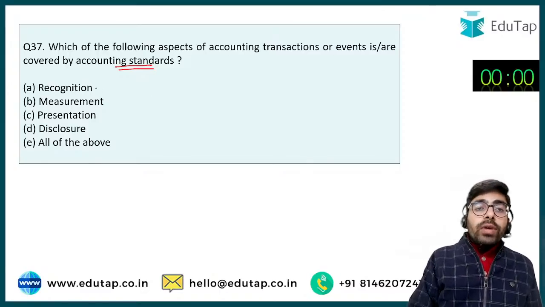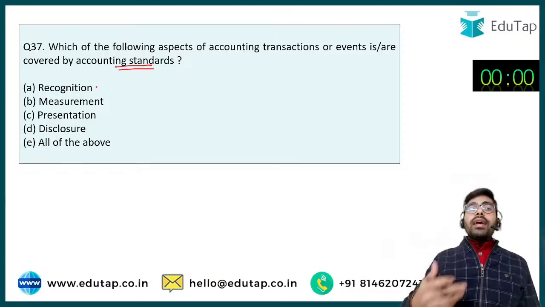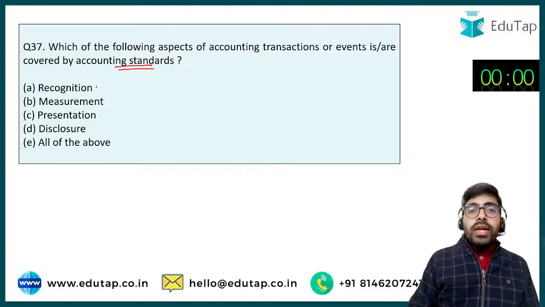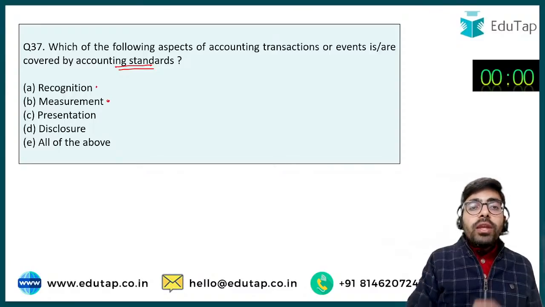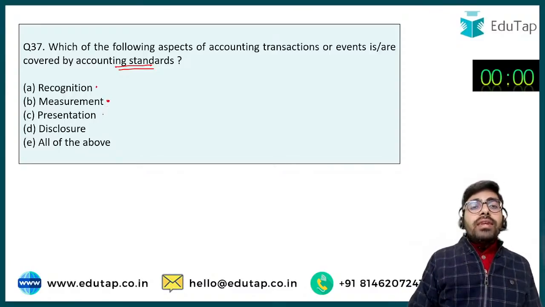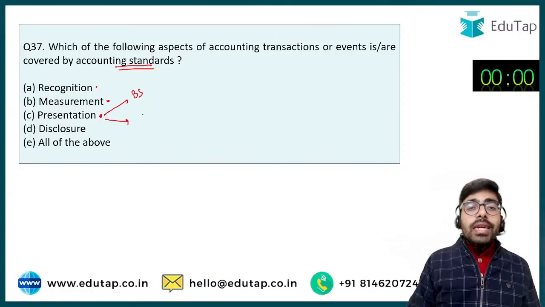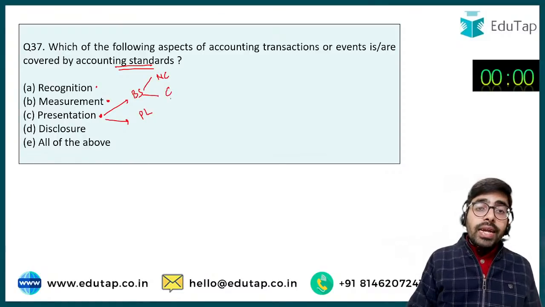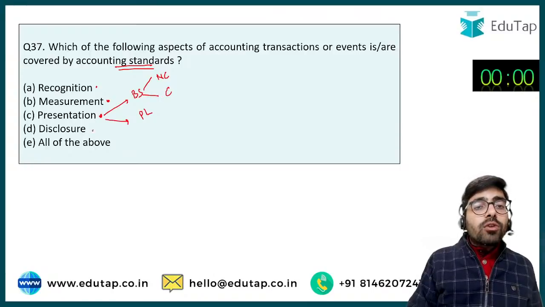about recognition of the transaction, whether any transaction is to be recognized, recorded in the books of accounts. If it is to be recorded, at what amount it is to be recorded, how it is to be presented in the financial statements, whether it is to be shown in the balance sheet, whether it is to be shown in your profit and loss, how it is to be shown in the balance sheet, whether as a non-current item or whether as a current item, and if any extra disclosure is to be done.